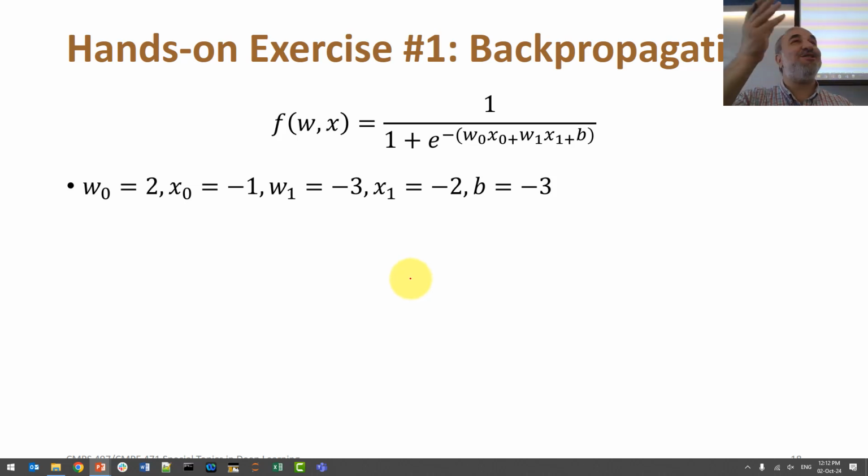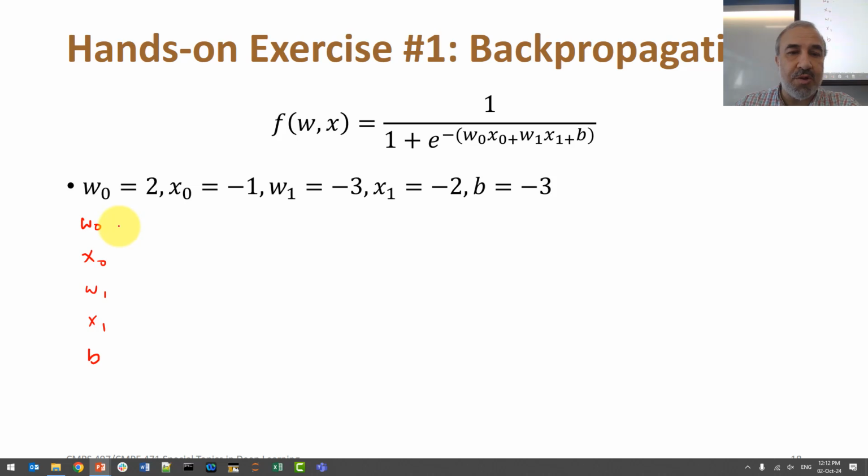Draw the graph. No, we don't need to combine. Let's do it with the very simple operations in the beginning, because with very simple operations the local derivatives will be very simple, right? So we don't need to do any complex derivations or derivatives. So let's draw together. We have W0, X0, and W1, X1, and B. These are the inputs, right?